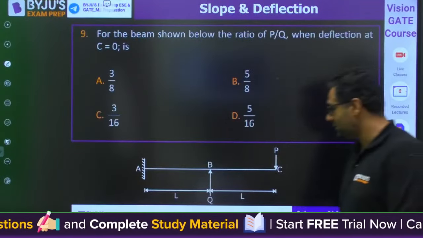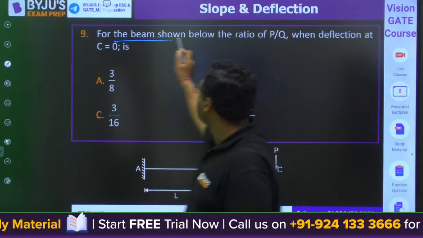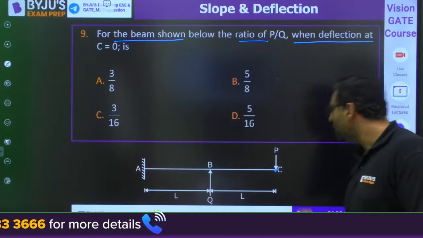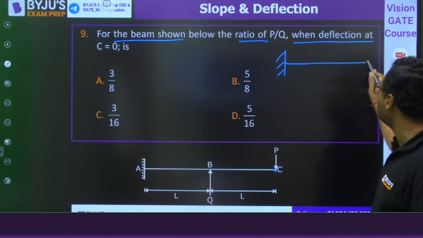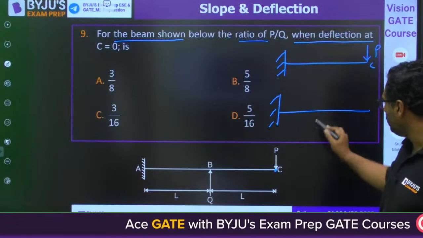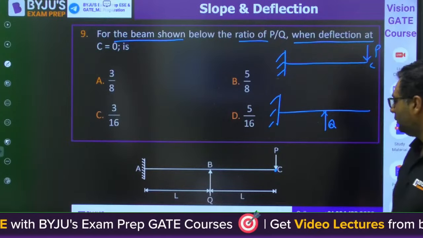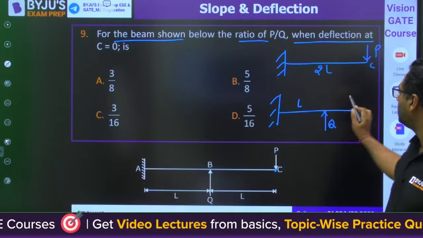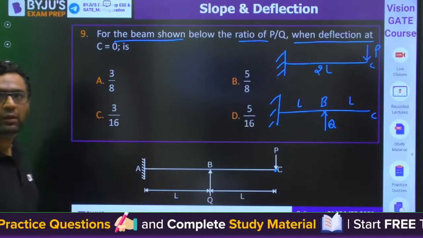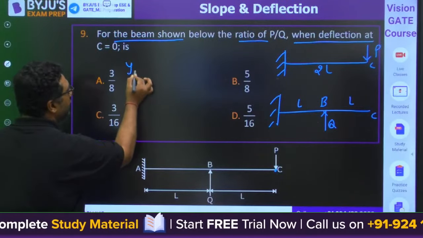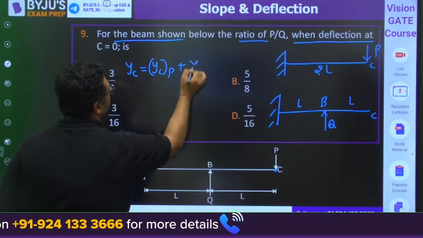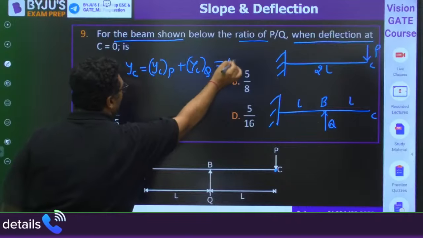Question number 9, guys. This is interesting. For the beam shown below, the ratio of P by Q when deflection at C is 0. So deflection at C is coming because of two loads. One is due to P, other is due to Q. Interesting question. You will say deflection at C is because of P, because of Q, and it is 0.